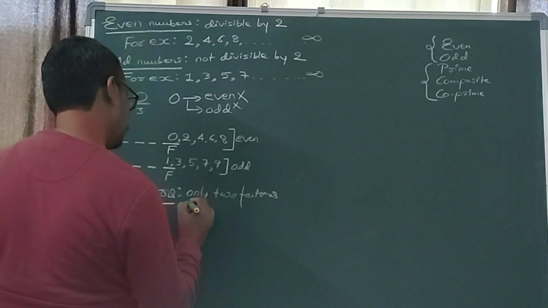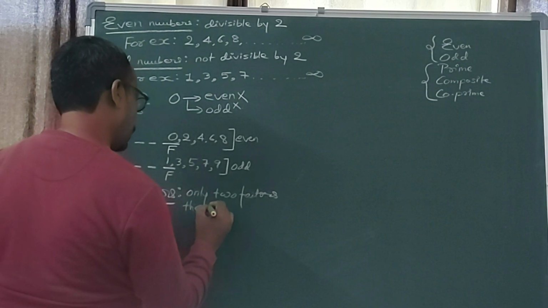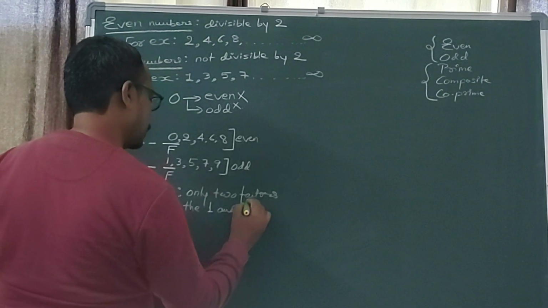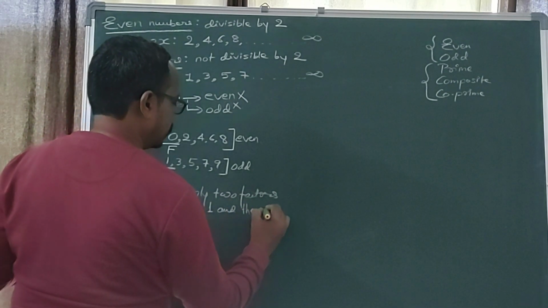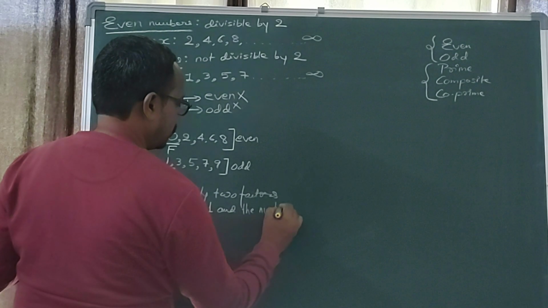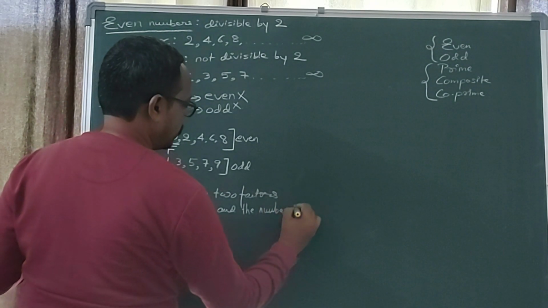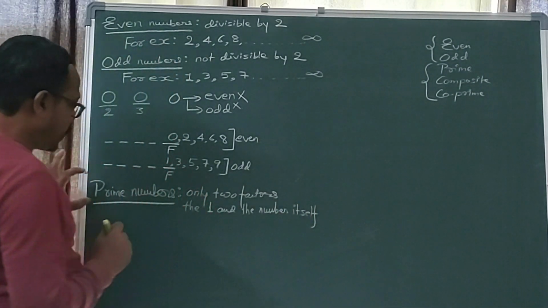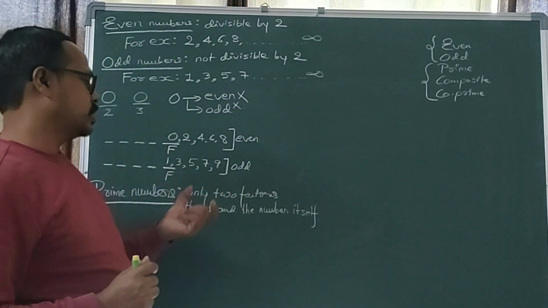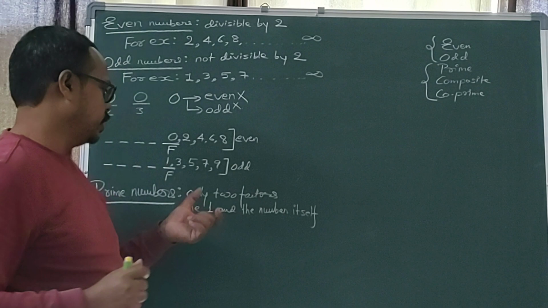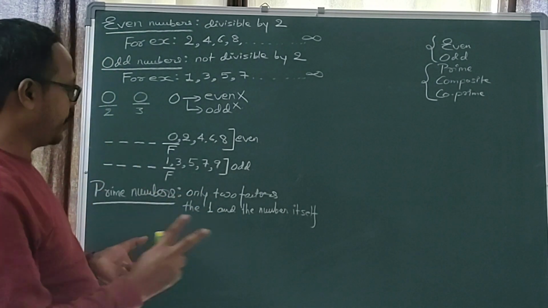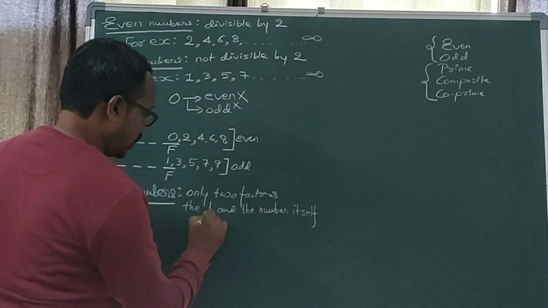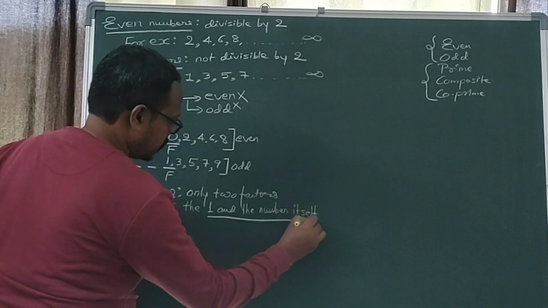Only two factors: one and the number itself. Prime numbers are those numbers which have only two factors, the one and the number itself. These are the only two factors.